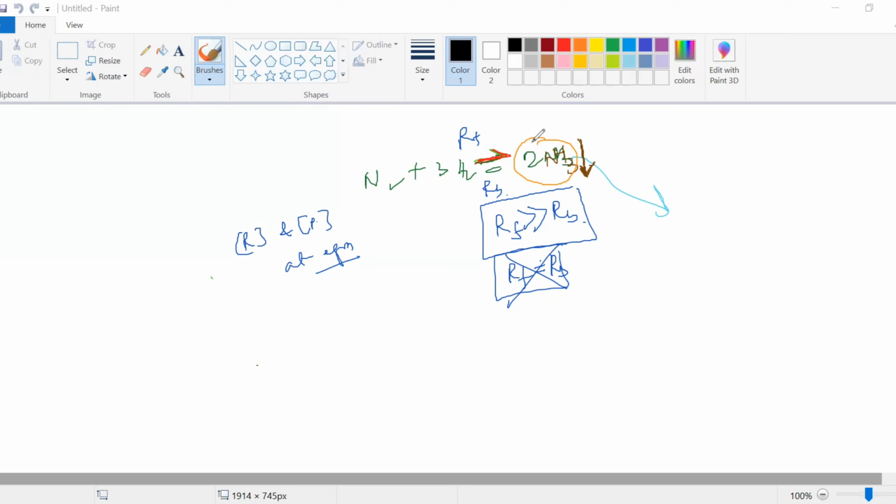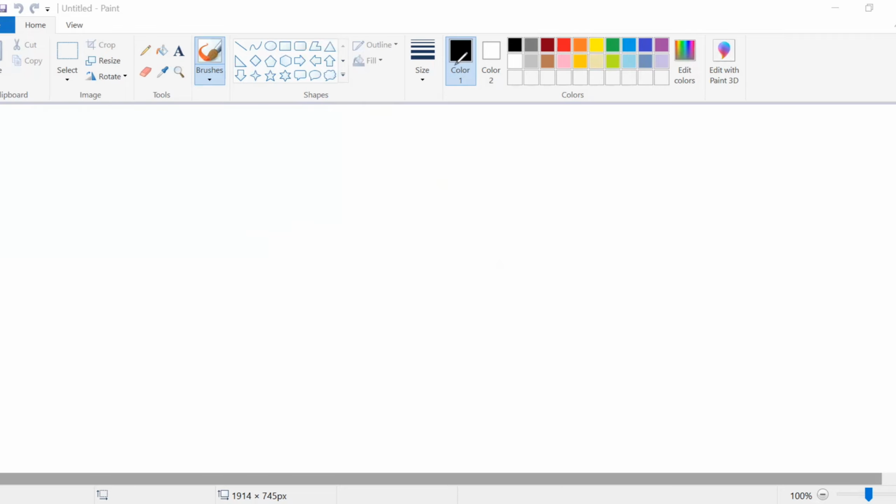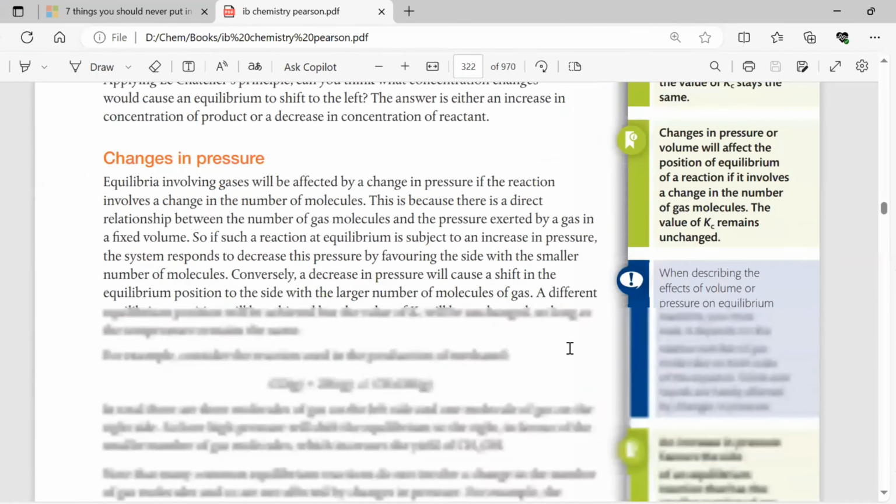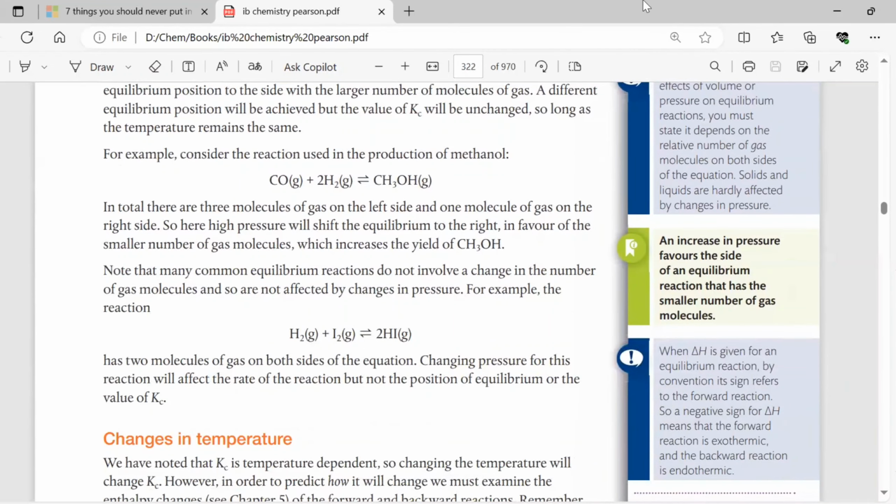Now, whenever we are seeing a reversible reaction, we change the concentration, we get it, right? Now we are trying to see what changes happen when you increase the pressure. Remember this thing: those reactions which will be influenced by the pressure change have to be gases, right?